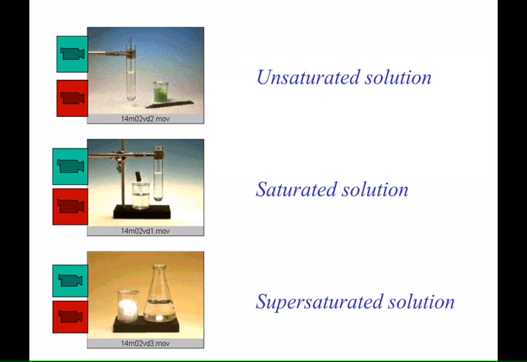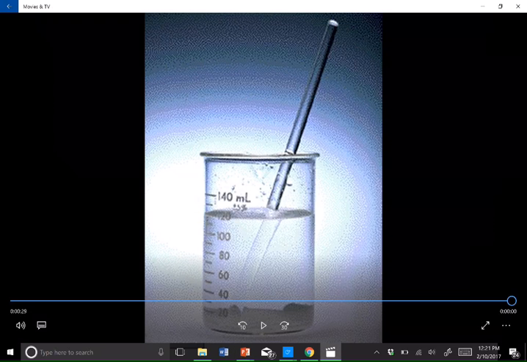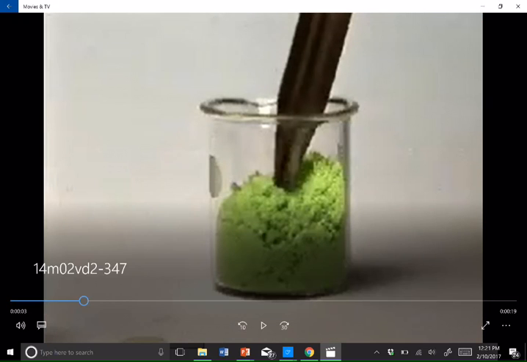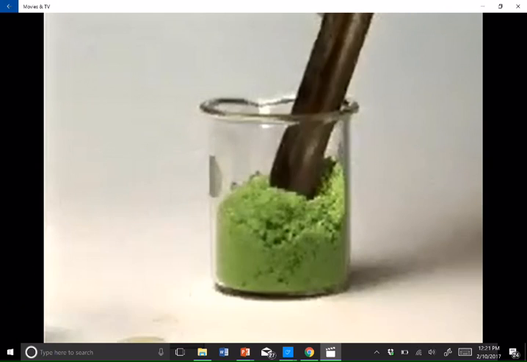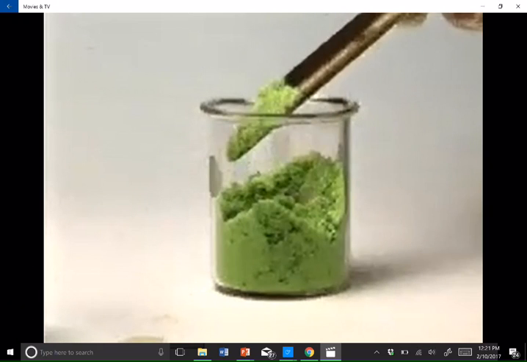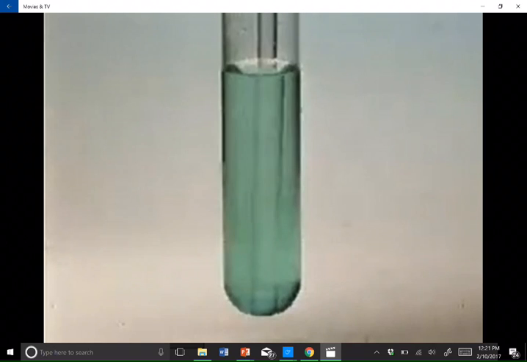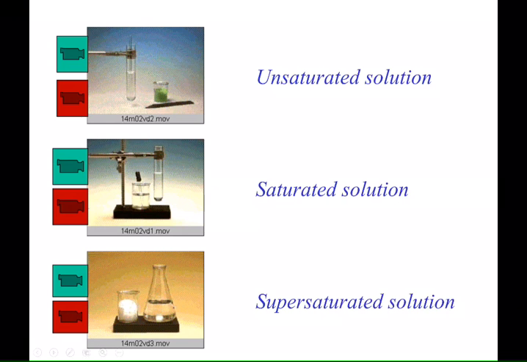So here's some videos. So supersaturated, they figure out a way to dissolve more than there should have been? Yep, exactly. When nickel chloride is added to water, it dissolves readily. Because more nickel chloride could be dissolved in this solution, the solution is called unsaturated. All right. Next. Saturated.